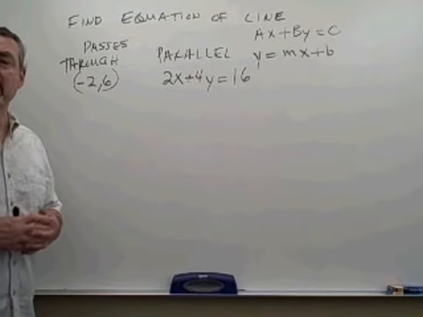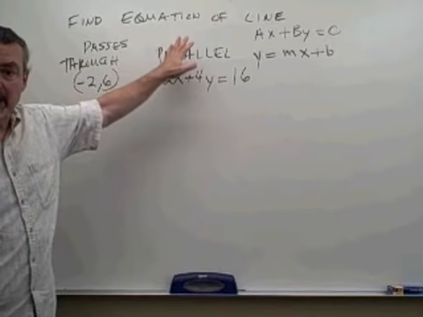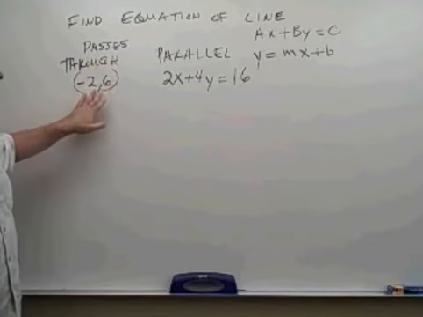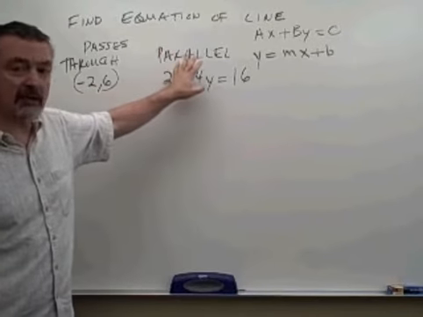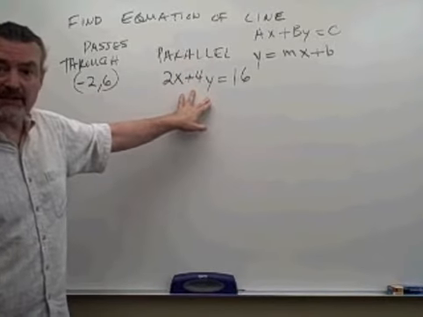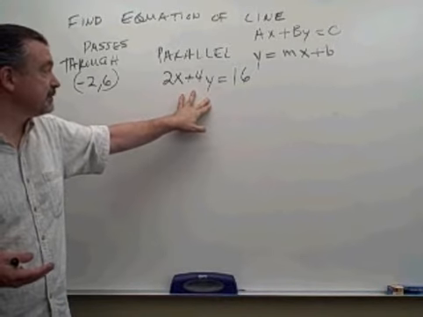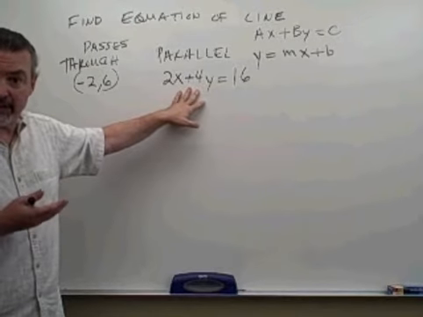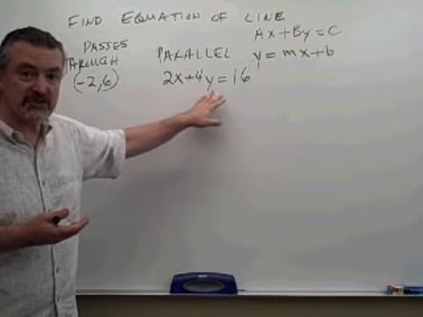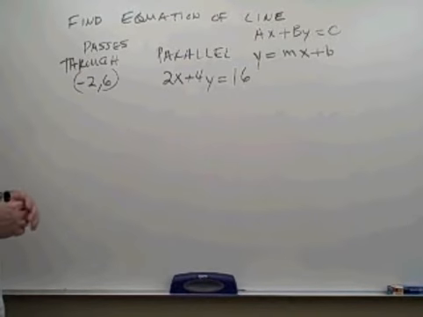Let's look at another one of these line problems. I want to find the equation of the line that passes through the point negative 2, 6 and is parallel to the line defined by the equation 2x plus 4y equals 16. This equation would define a line, wouldn't it? It would be a straight line. The solutions to this equation form a straight line when we graph them.